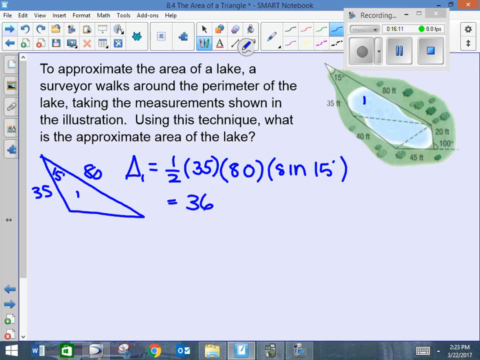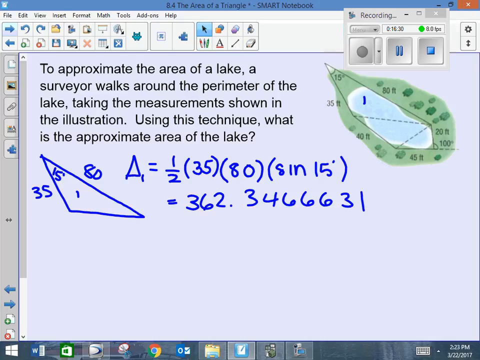All right, did you get 362 point? All right. I'm just going to write the whole thing. 31. That way I can't be accused of rounding too early, right? All right. Number 2.